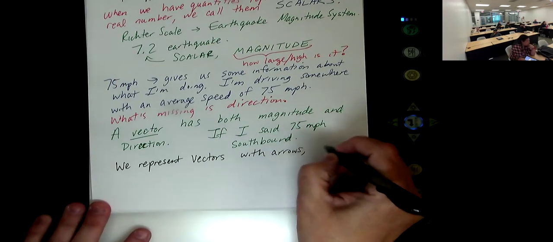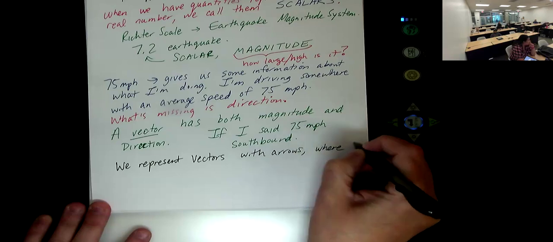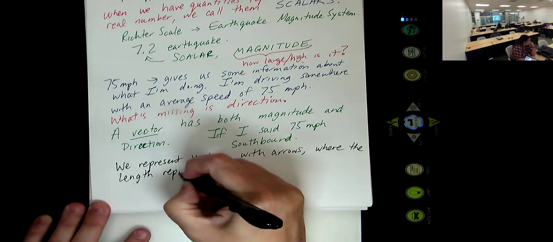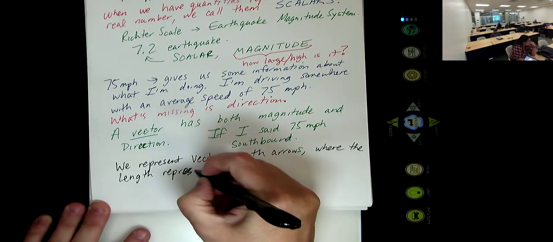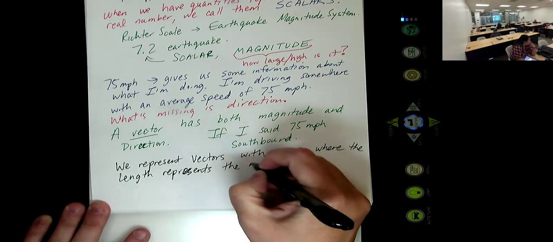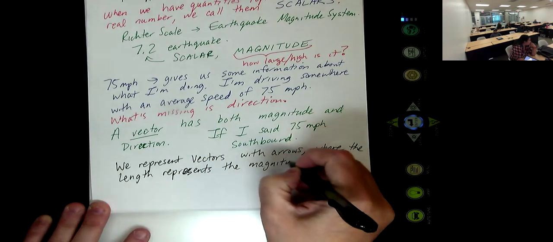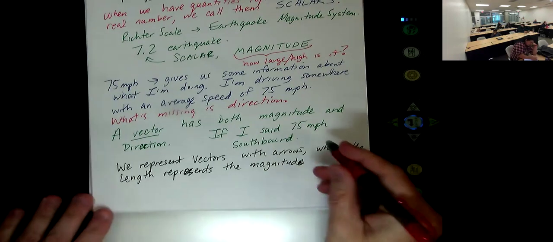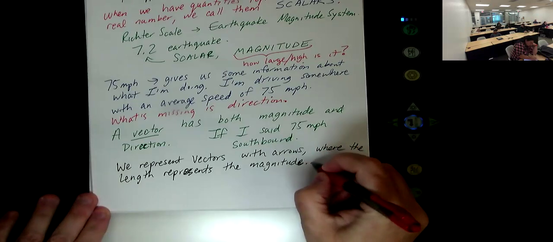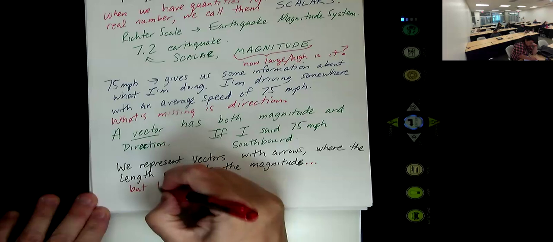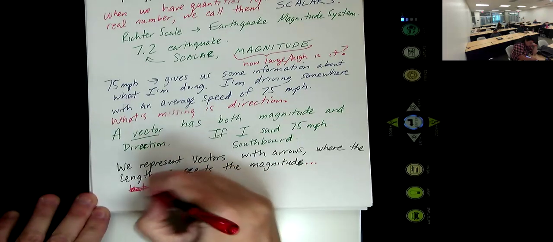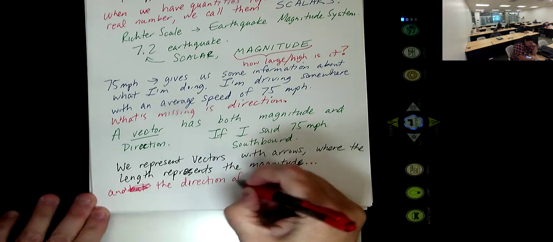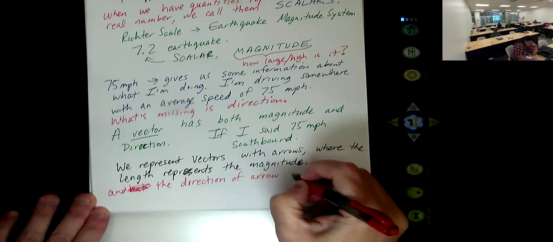So we represent vectors with arrows where the length represents the magnitude. And I hope this is obvious, but the direction of the arrow is the direction. It points in a direction.